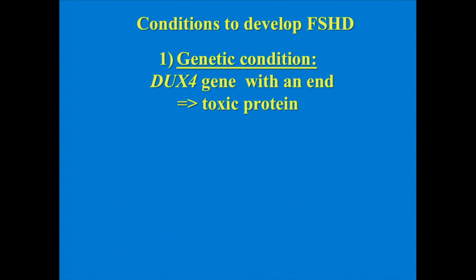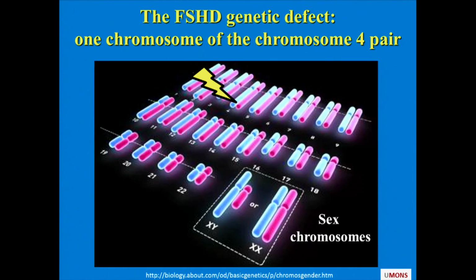Okay, now we are going to get interested in what are the conditions to develop FSHD. The first condition is a genetic condition, and you basically already know it. We need a DUX4 recipe, so we need a DUX4 gene. And this gene has to have an end. We will see why. And then it will be able to produce the toxic protein.